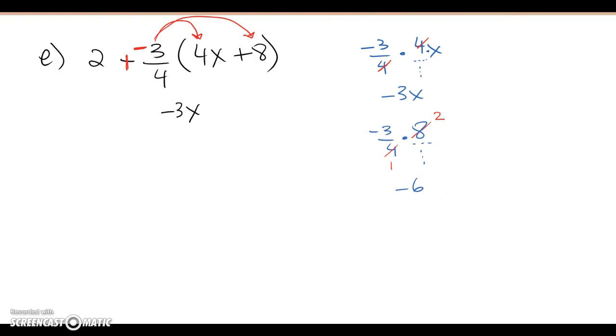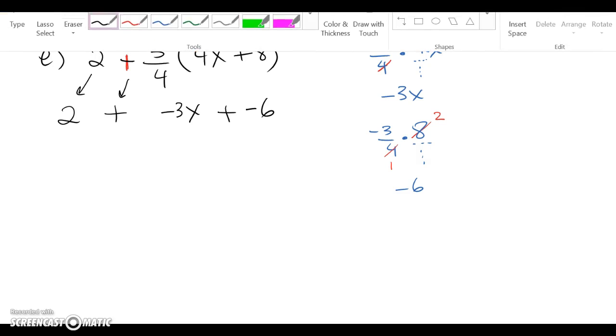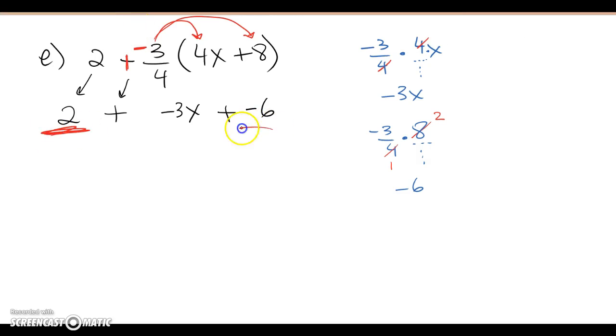So now I have plus this guy times 4x gives me negative 3x, bring down the plus, negative 3/4 times 8 gives me a negative 6, and I didn't touch this guy, I didn't bring it down, and this one either, I didn't bring it down, and I'm going to do that now. So now do we have like terms? Yeah, looks like I got this guy and this guy that are like terms.